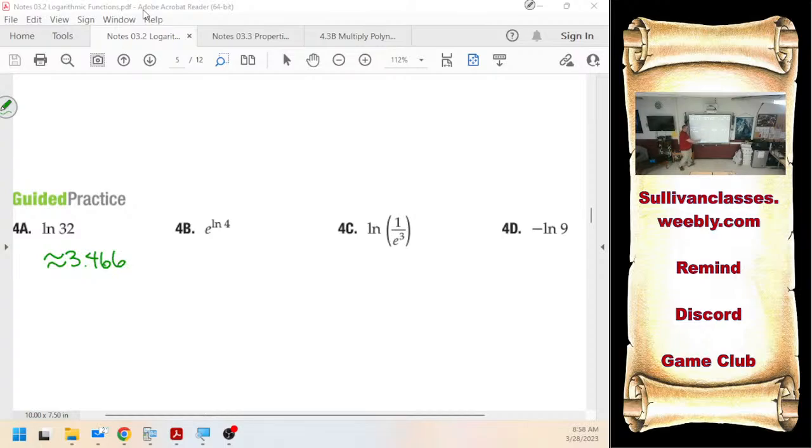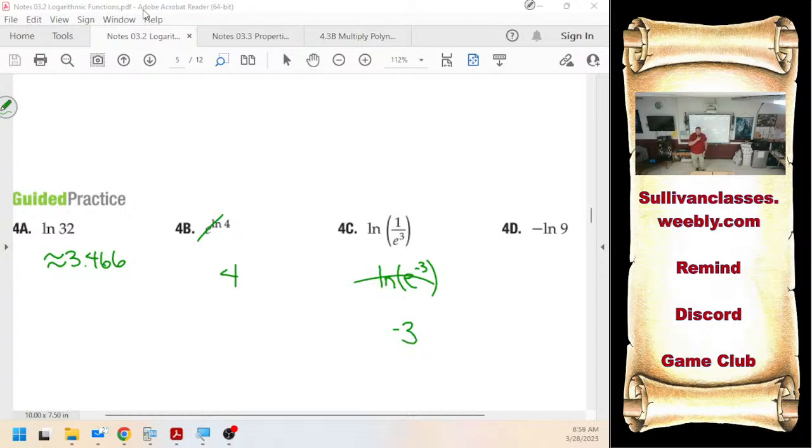Okay. E to some power makes 4. Okay, take e to that power. Just 4. Rewrite as the ln of e to the negative third. Now all of a sudden you got the base of the exponent and base of the log are the same, so cancel down. Negative 3.